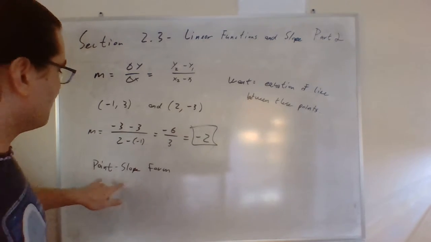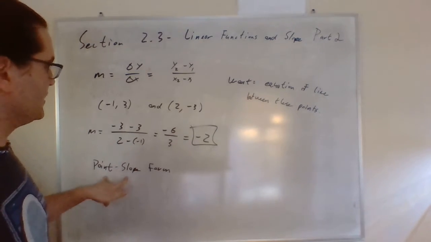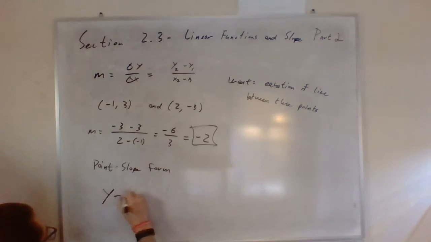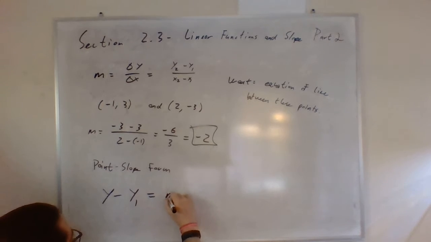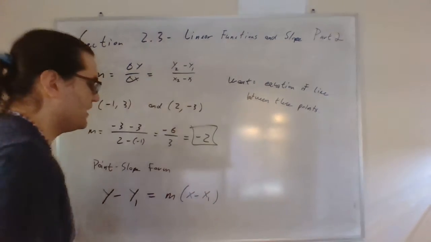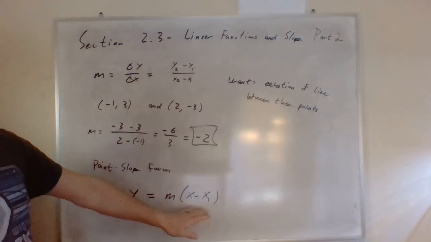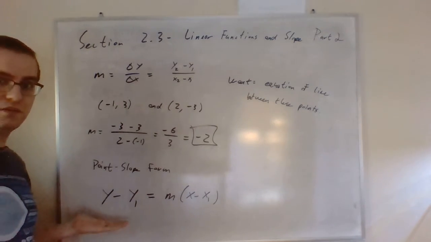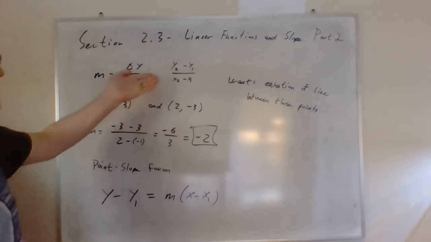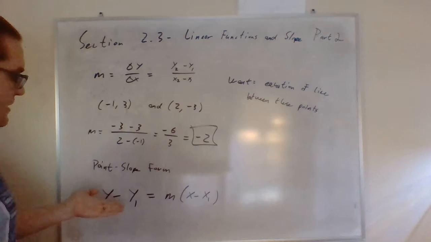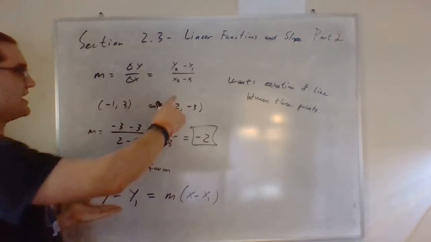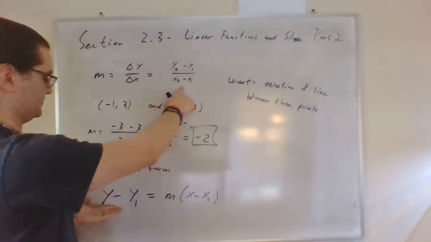So point slope form is named because all you need is a point and a slope, and it looks like this. y minus y1 equals m times x minus x1. If this looks like it came out of nowhere, then I would encourage you to look more closely at the slope formula. This thing is almost exactly the same as this thing.